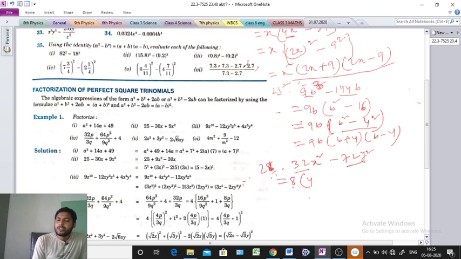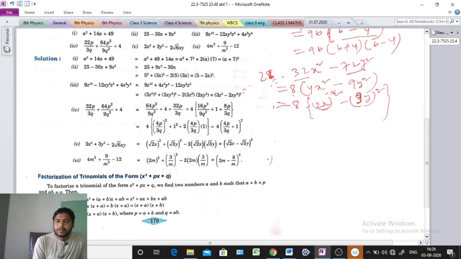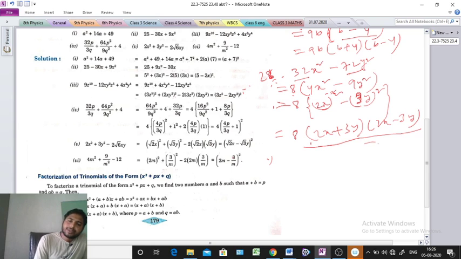So after taking common, we are getting 4, because 8 times 4 is 32, into x square minus, here 8 times 9 is 72, so 9 will come, 9 y square. Clear or not? Okay, next. Now we are getting 8 into 4x square, meaning 2x whole square, minus 9y square, meaning 3y whole square. We can write. So we are getting 8 into 2x plus 3y into 2x minus 3y. This is the answer. Clear?